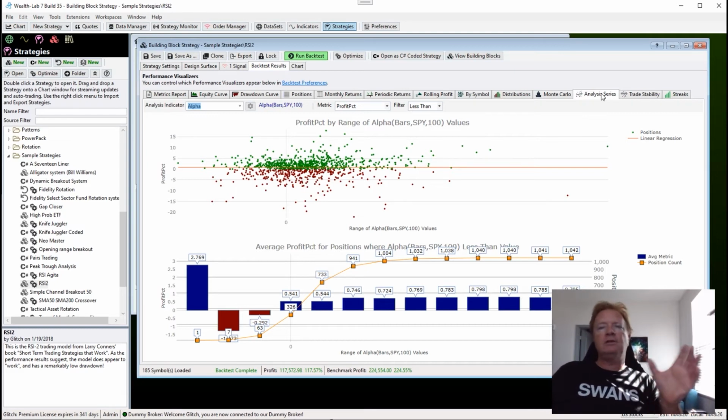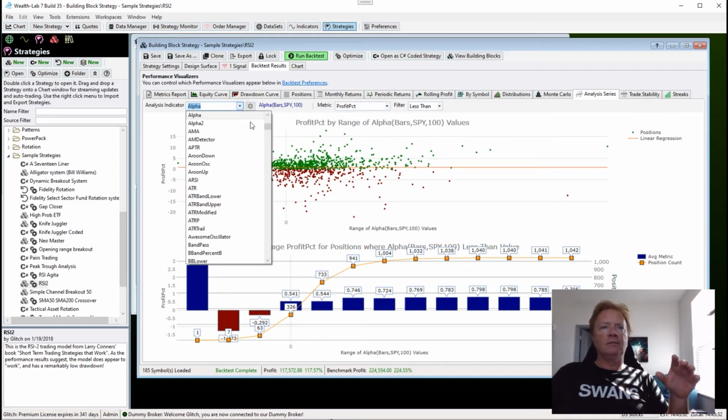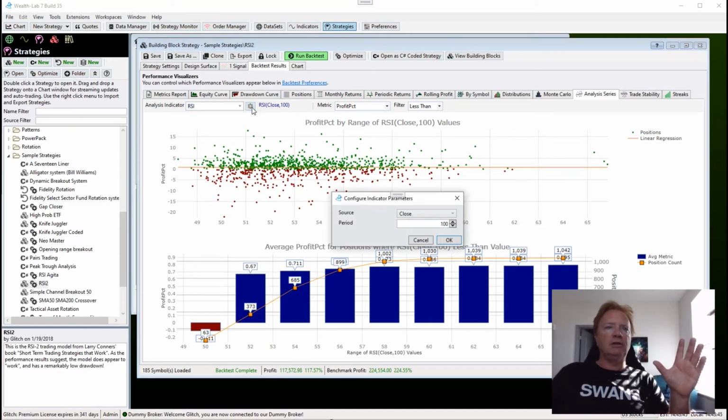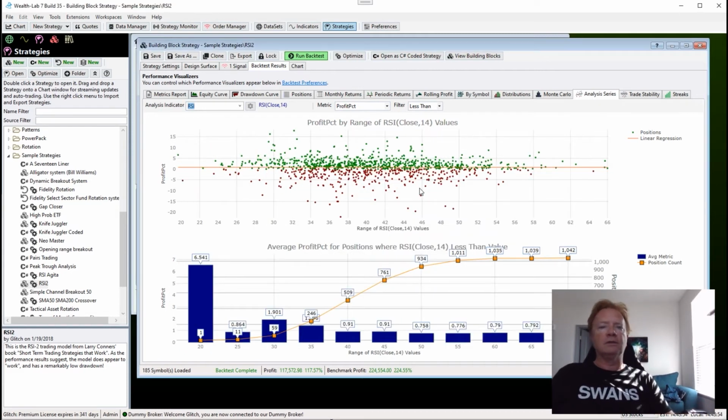So what this is showing you is first you select an analysis indicator, and you can select any indicator that's available in Wealth Lab 7. So let's start maybe with our classic RSI. After you select the indicator, you could also change its period or any of its parameters for that matter. So let's change this to an RSI 14. Okay, so here we have an RSI 14.